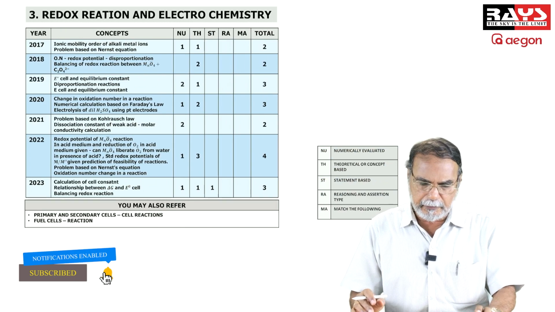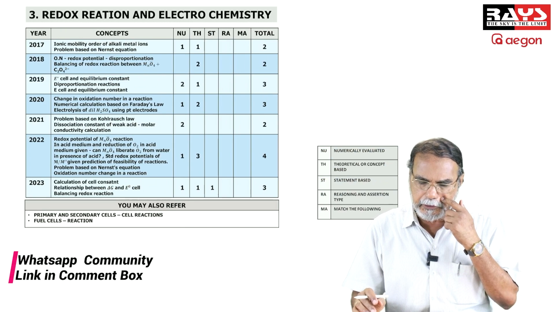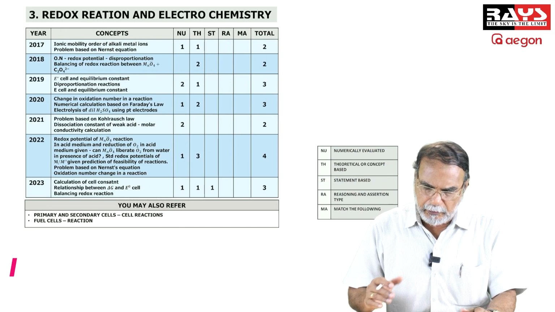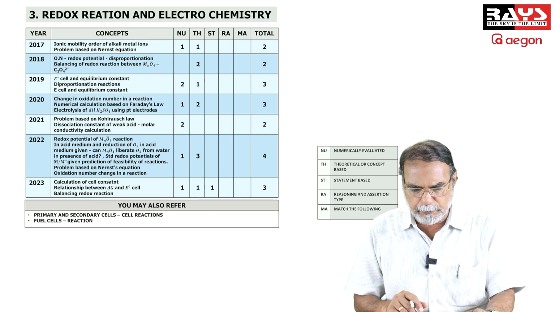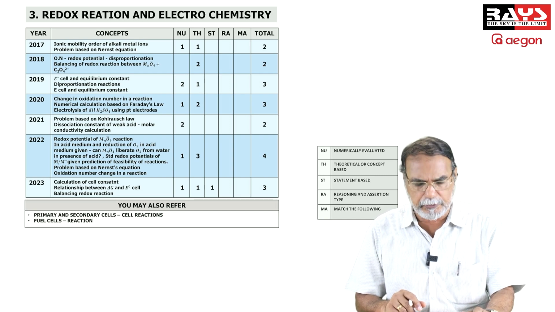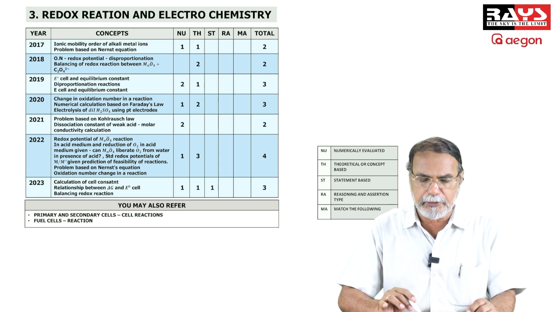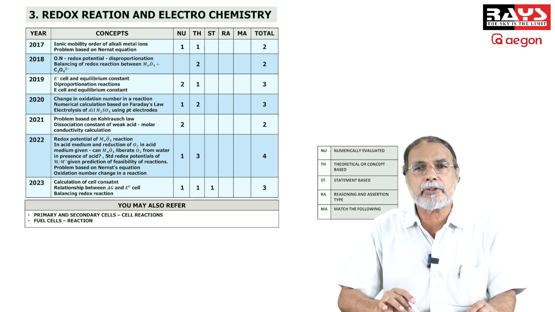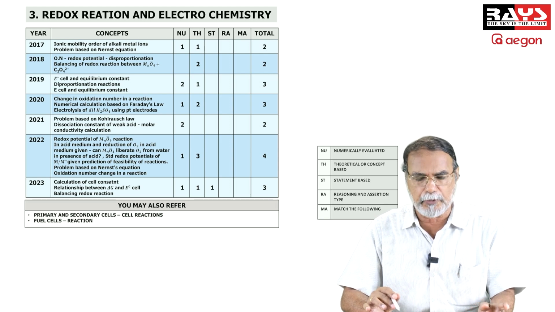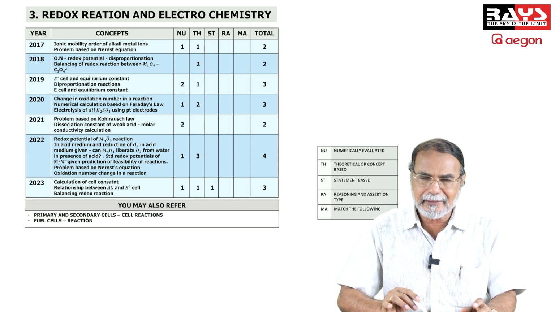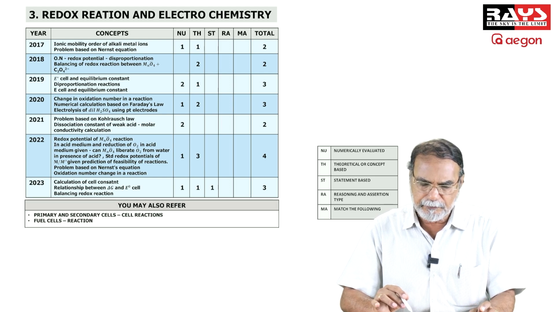Coming to the third chapter, that is redox reaction and electrochemistry. In all the previous question papers, right from 2017 to 2023, questions were asked. And in 2017, there was a question about the ionic mobility order of alkali metal ions. And there was a numerical question based on the Nernst equation. That's very important. In 2018, there was a question relating to the redox potentials.